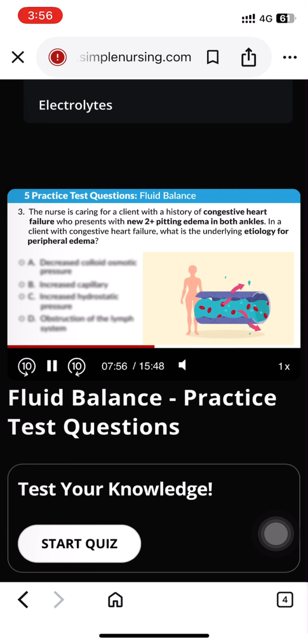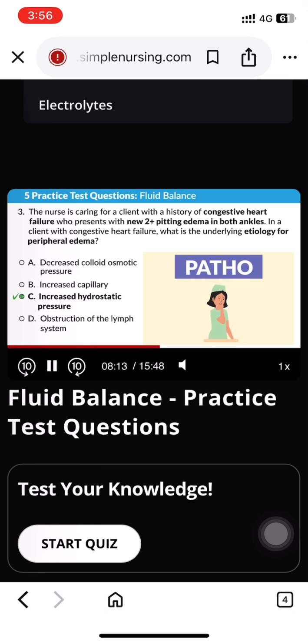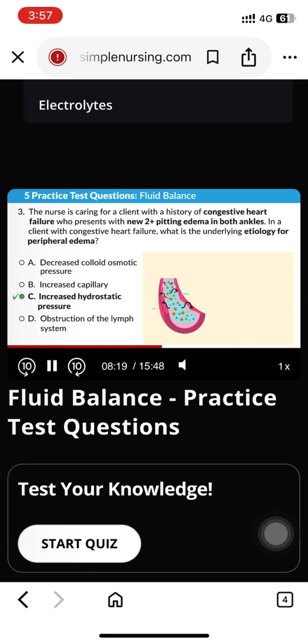Well, as mentioned before, it's heavy fluid pressure all over the body. Or in fancier terms, hydrostatic pressure. So hydro meaning fluid, and pressure, well, just meaning pressure. So option C is the most correct. But let's break down each one to explain the patho of why the others are wrong. So option A, decreased colloid osmotic pressure. Now this sounds like a word salad, right? But this is wrong, so let's break it down.